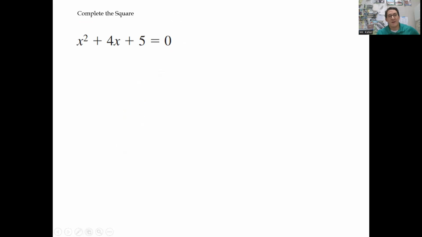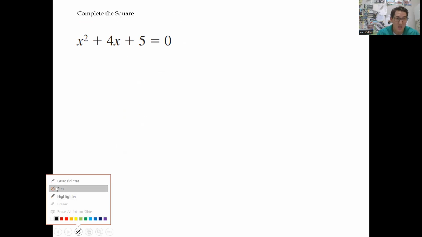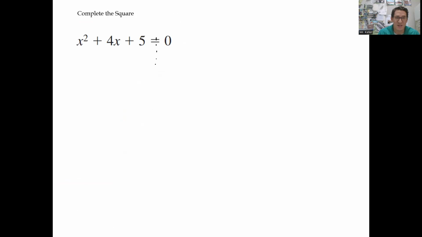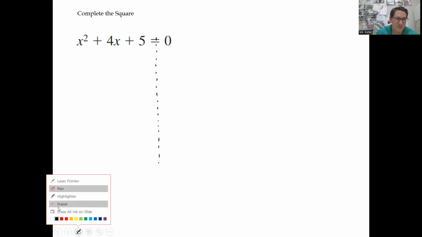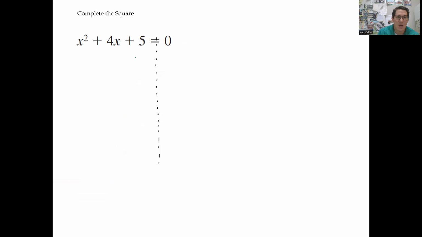We're done. All right. Here we're going to complete the square. So it's been a minute since we've done a problem like that. First thing I'm going to do is put in a line of separation. To complete the square, I need everything on one side. So I'm going to subtract 5 from both sides. And then I'm going to get x squared plus 4x is equal to negative 5.